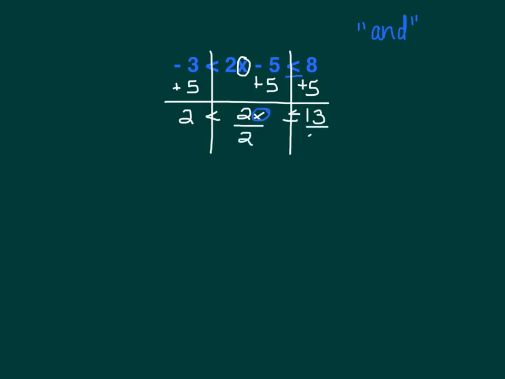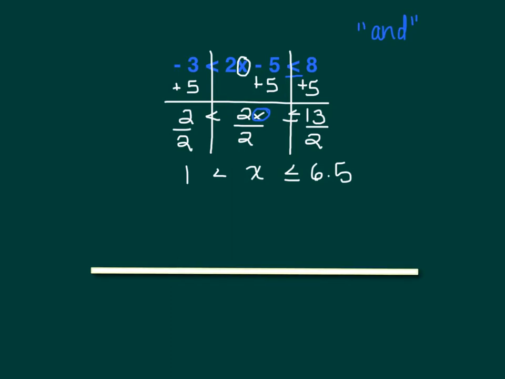But I'm going to divide by 2 on the right and on the left, and I will get 1 is less than x is less than or equal to 13 divided by 2. We'll use 6.5. Now let's put our line on. Let me get this number line set up. And both of these numbers are positive, so I'm going to put the 0 here to the left.